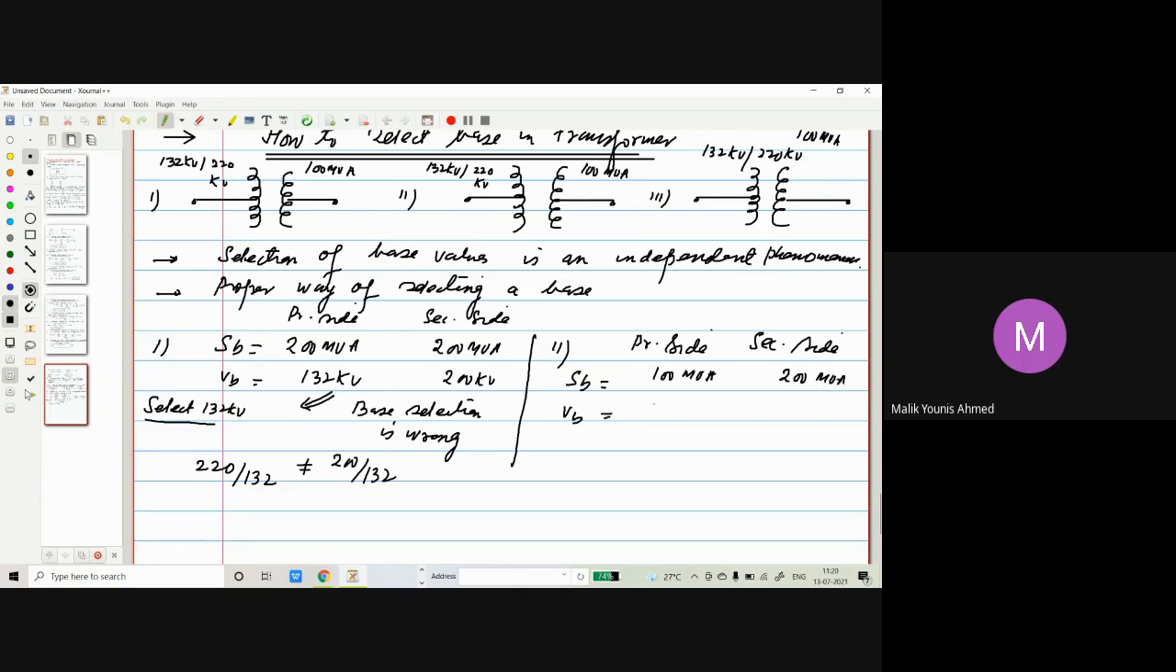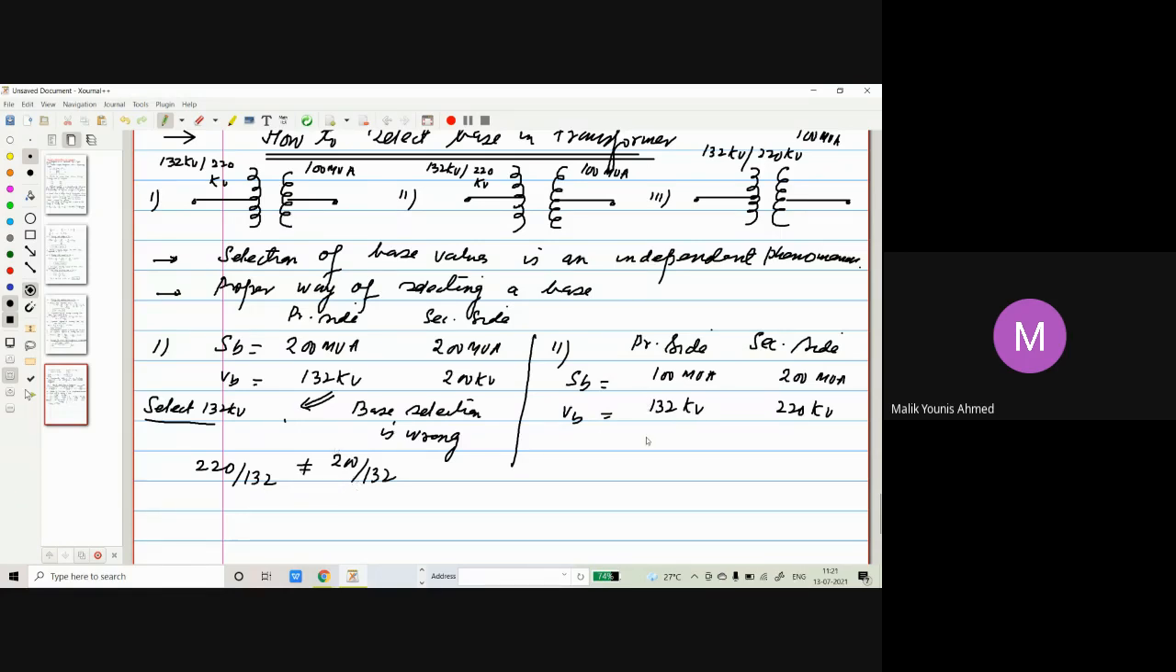200 MVA, 132 kV. Base selection. Here, in the first case, if we choose this base, 200 divided by 220 divided by 132 will not be the same as 200 divided by 132. So base selection here is not possible. Per unit representation of the transformer will not be possible, because the base selection has to be almost the same.